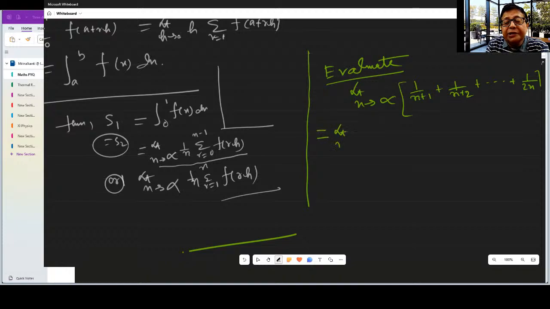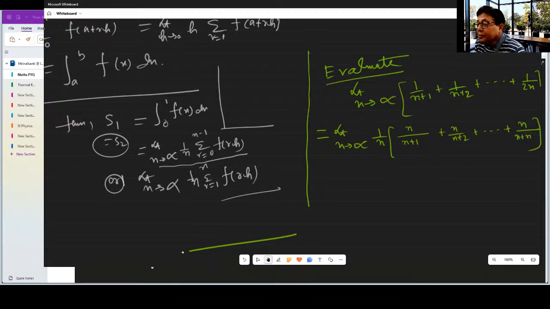This is limit n tending to infinity. I need a 1 by n outside, keeping it here. Then n by n plus 1, n by n plus 2, n by 2n. I am trying to follow a pattern. That's why I cannot write 2n plus n before. So this will be limit n tending to infinity 1 by n, divide numerator and denominator by n.